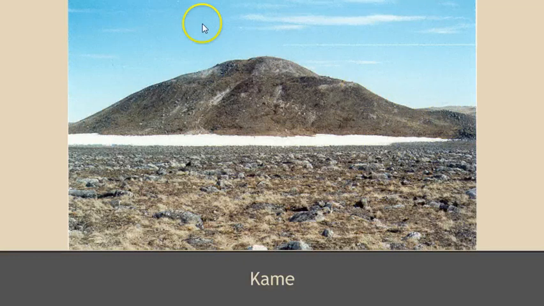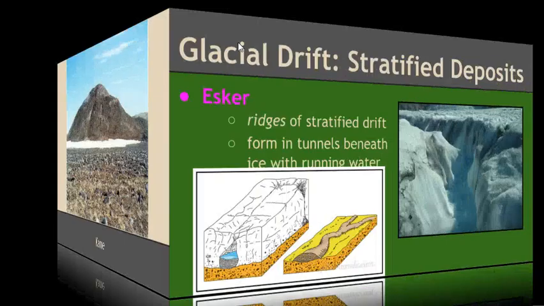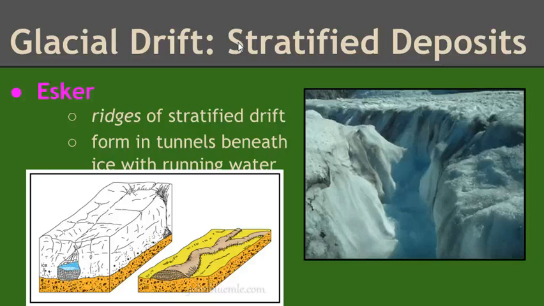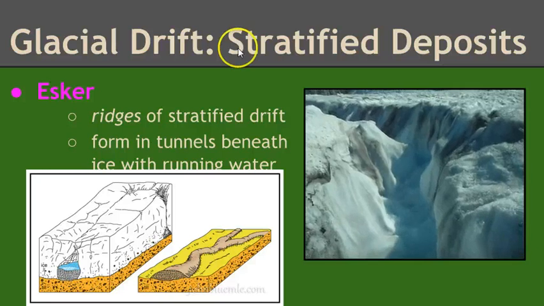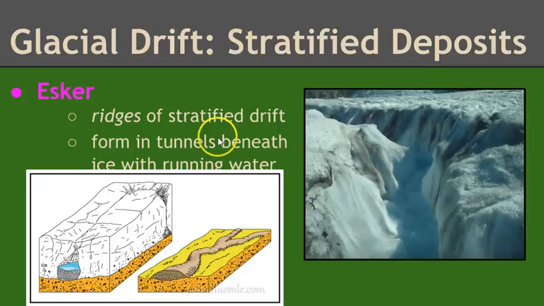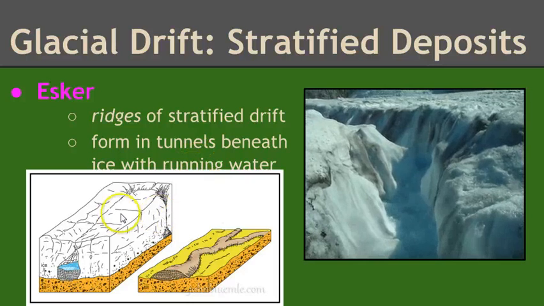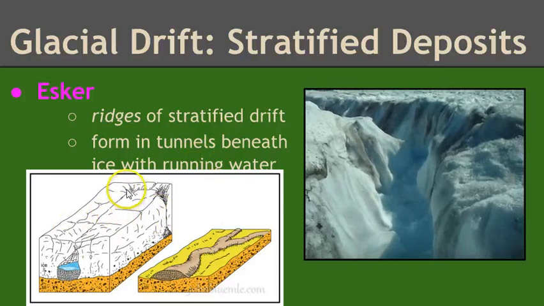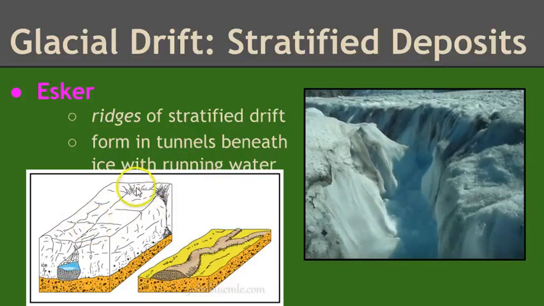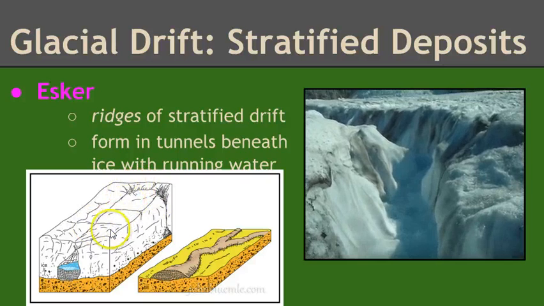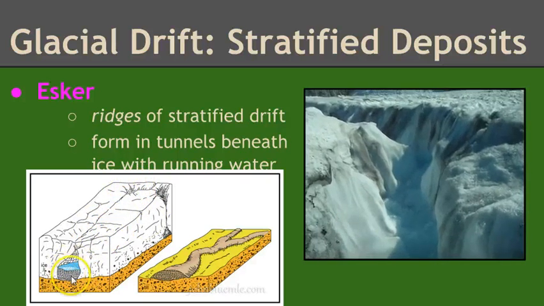Here's a picture of one. So we had a glacier over the top of this, and all the sediment was getting dropped down, and then the glacier melted away and left behind this hill. Very similar to that is what we call an esker. It's a ridge of stratified drift, and it's caused from tunnels running underneath the surface of the glacier. So if we have this glacier here, you can imagine water running along the surface, or it goes down to the bottom, and then it creates a river underneath the glacier, and that river deposits material.